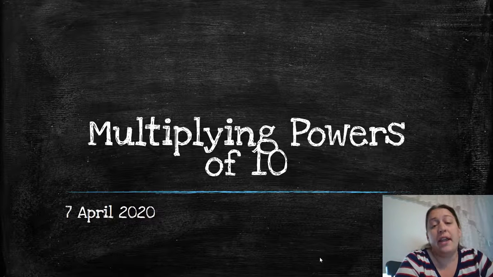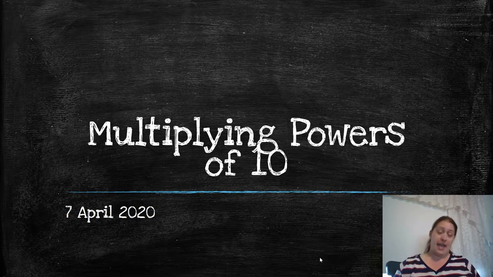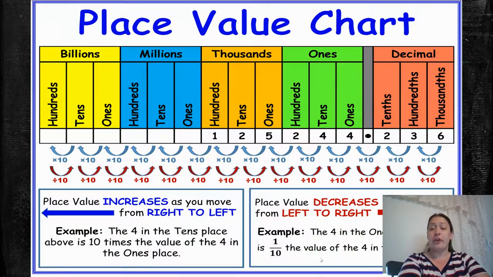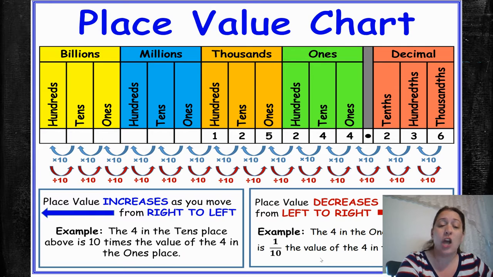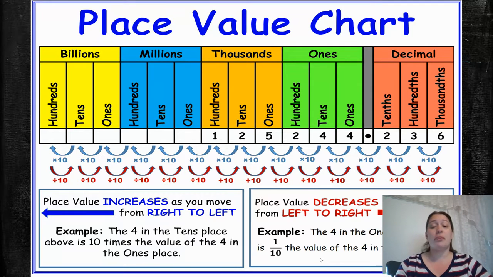Good morning, everybody. Today we are going to be talking about multiplying powers of 10. So just as a review, here's our place value chart. We know that every number to the left is 10 times bigger, and every number to the right is 10 times smaller. So your place value increases as you move from right to left.